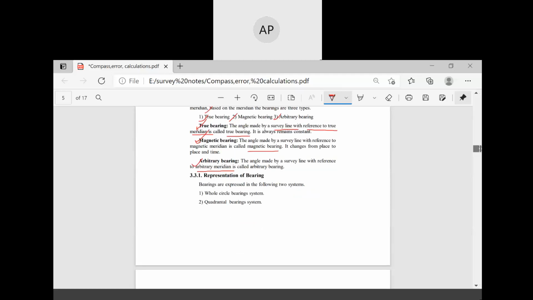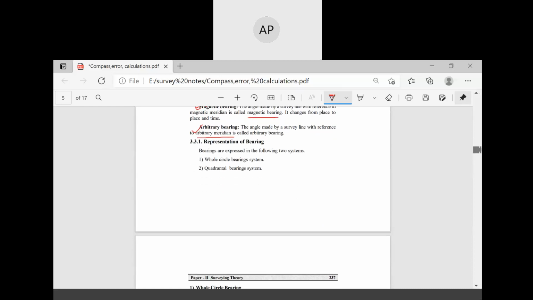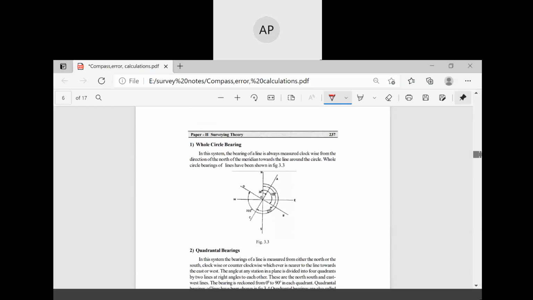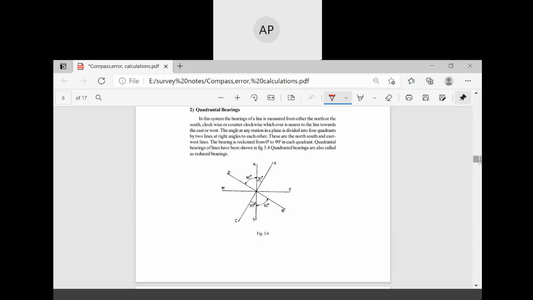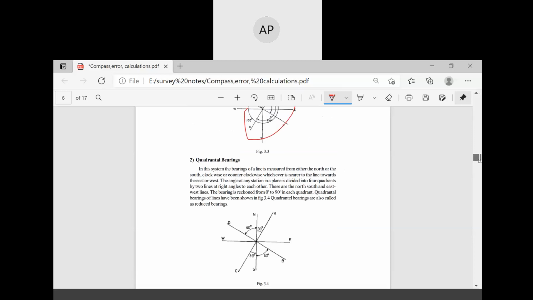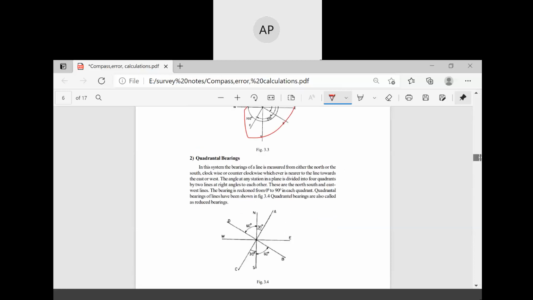Already I have told you what is whole circle bearing system or quadrantal bearing system. In whole circle, the angles are measured from 0 to 360 degrees, and in quadrantal, it is represented by different quadrants. So this is north, northeast, northwest, north south, like that.